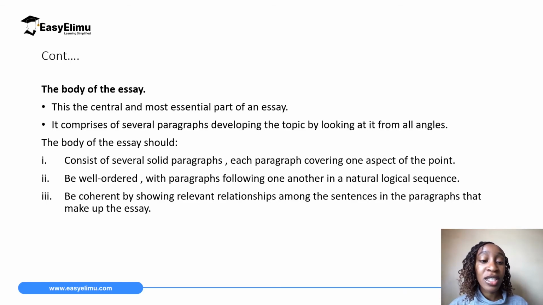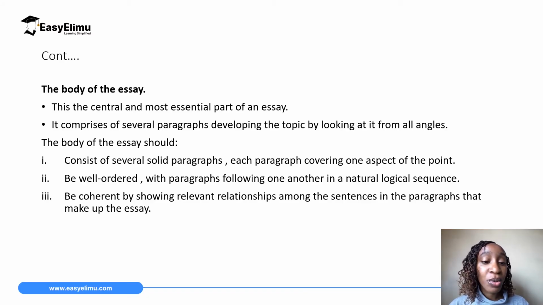Number one is to consist of several solid paragraphs, with each paragraph covering an aspect of the point. So when you're writing your essay, I would advise that you give each point a paragraph. That will help you not be disorganized. That will help you not mix up your points.